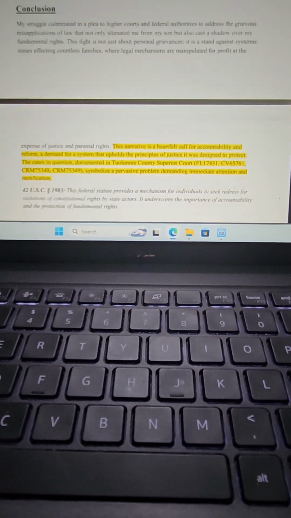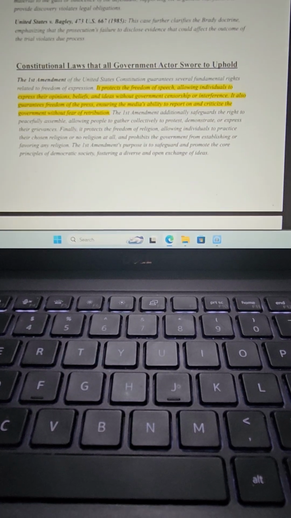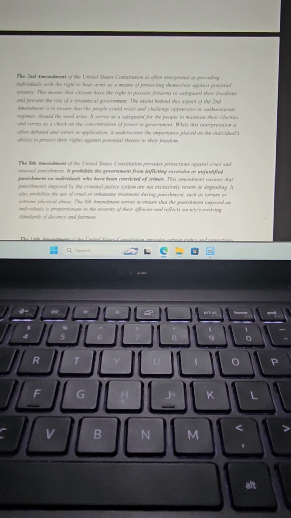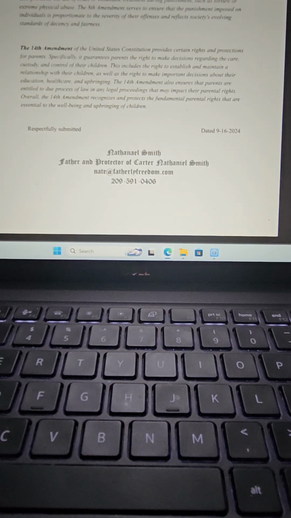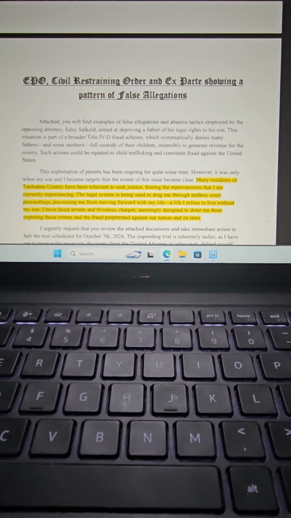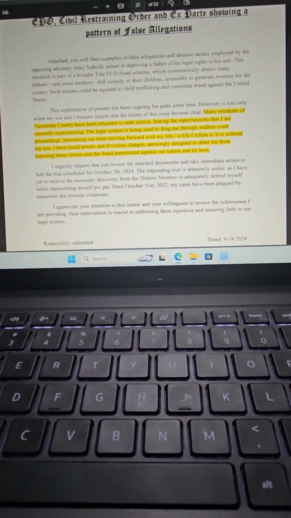And then I have a conclusion. I have side notes. Constitutional law that all government actors swore to uphold. Here's some amendments. There's my signature at the end. And I have the sections, civil restraining orders, ex parte, showing pattern of false allegations.